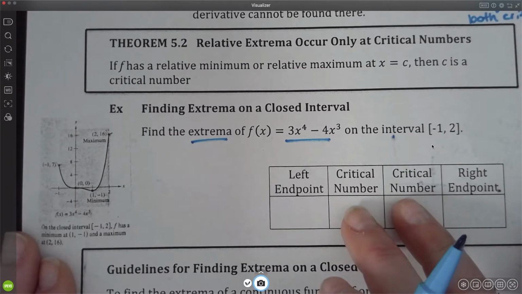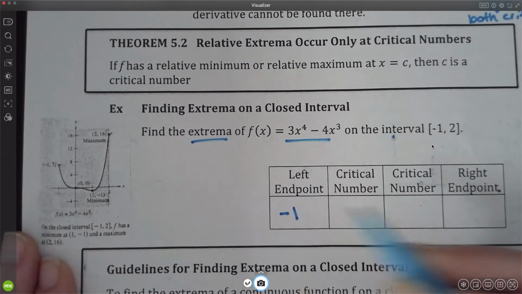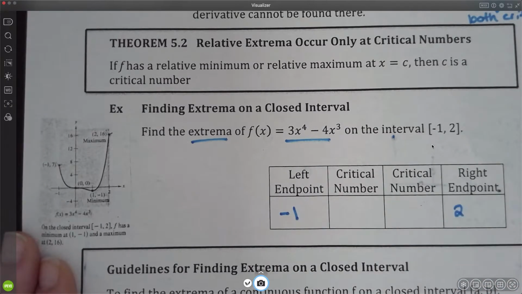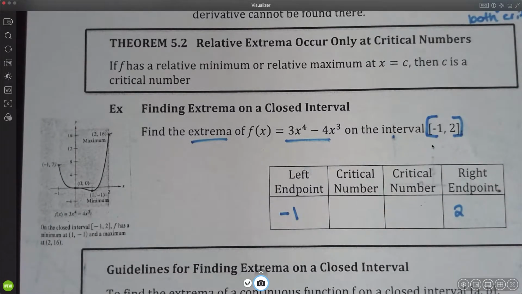And then I have my left and right endpoint. My left endpoint is going to be the point -1, and my right endpoint is going to be the point 2, because they tell me I'm only looking at this chunk right here. There are 2 other critical numbers in between those 2, giving us a total of 4. They will not tell you how many there are, but there will always be 2 for the right and left endpoint, and then maybe a couple in the middle.